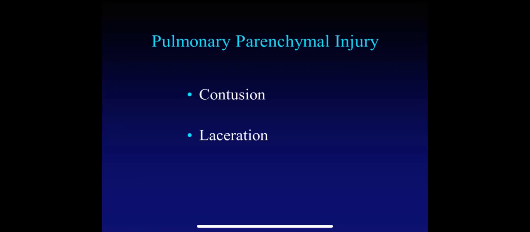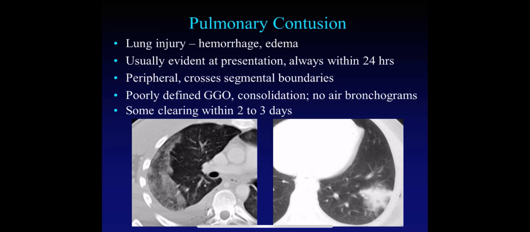So moving on to pulmonary parenchymal injuries, which are basically pulmonary contusions and pulmonary lacerations. Pulmonary contusion is a lung injury combined with hemorrhage and edema. It's usually evident at presentation and should always be present within 24 hours of trauma. They tend to be peripheral, they cross segmental boundaries. Classically, they present as poorly defined ground glass opacities or consolidation, and air bronchograms are rarely evident within pulmonary contusions.